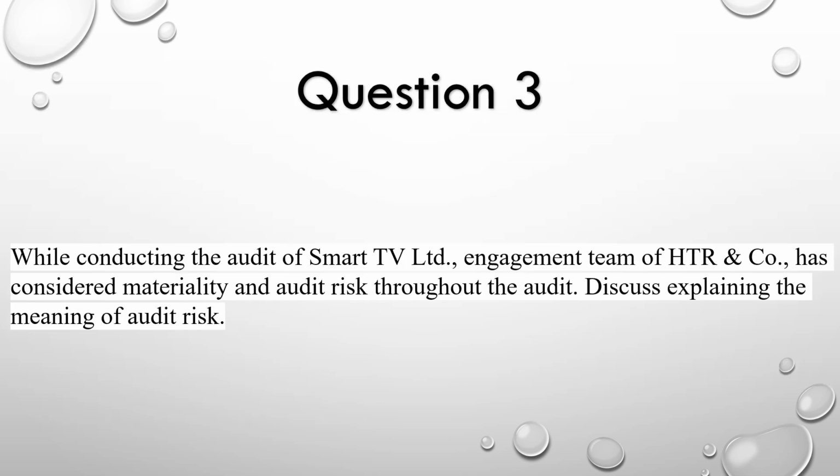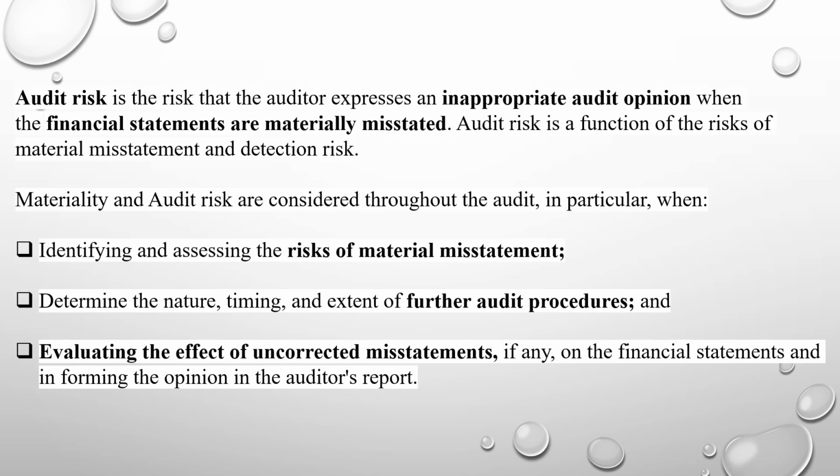Question number 3: While conducting the audit of Smart TV Limited, the engagement team of HTR and Company has considered materiality and audit risk throughout the audit. Discuss, explaining the meaning of audit risk. Audit risk is the risk that the auditor expresses an inappropriate audit opinion when the financial statements are materially misstated. Audit risk is a function of the risks of material misstatement and detection risk.